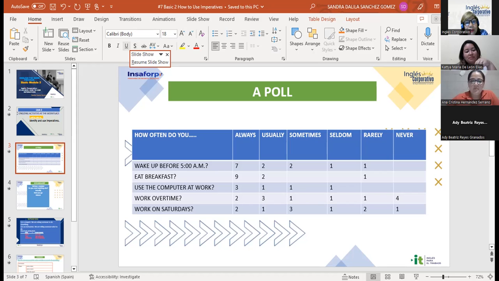And usually three of you usually work overtime. Okay, the majority is here in always, usually, sometimes so-so, seldom so-so, rarely so-so, and never. Solo en la pregunta número cuatro se dispararon en cuatro. Okay, work overtime. Okay, so this is the result of the poll. Let's continue with the next.